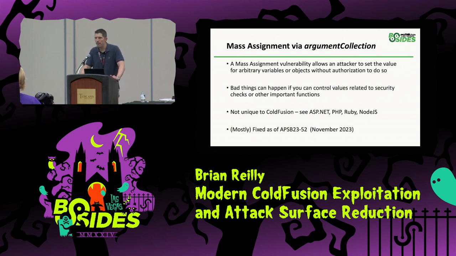So if you think about it, if this is a variable or an object that is security relevant or used in a sensitive operation, it may be the kind of thing that an attacker can break program flow or break assumptions if they're able to control sensitive data. Mass assignment is not unique to ColdFusion. There have been mass assignment vulnerabilities in Ruby, in ASP, in Node, and other languages as well. But this particular ColdFusion vulnerability was fixed last November. For the most part, there's some small edge cases that I'll talk about.